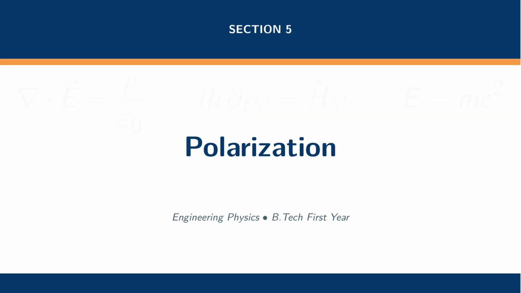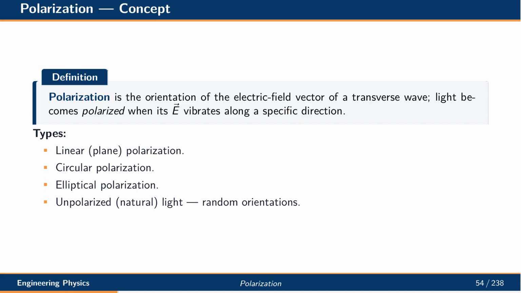We now move into the section on polarization, which reveals the transverse nature of light and provides the basis for many applications. Polarization refers to the orientation of the electric field vector in a transverse wave. Light becomes polarized when its electric field oscillates along a specific direction.